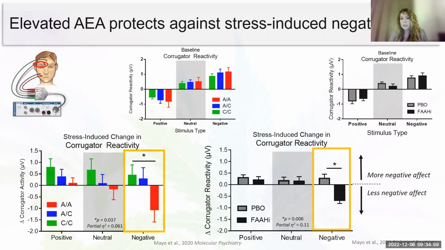We thought this was interesting, but then it begs the question, why do we see differences at this time point and not at that baseline time point where I told you there were no differences between groups?